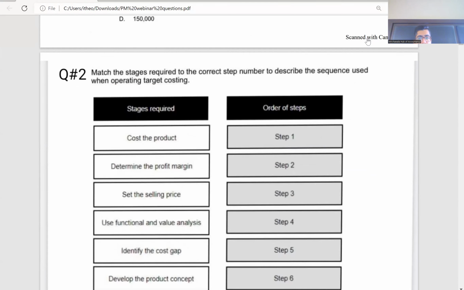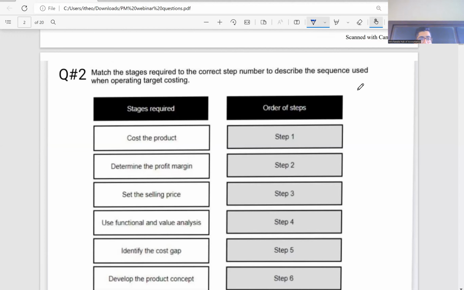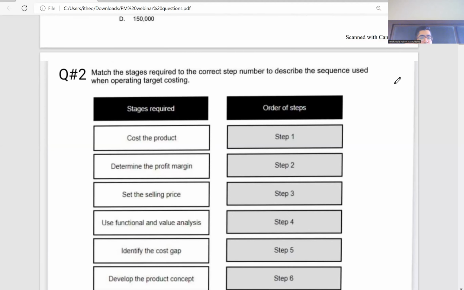Okay. MCQ number 2. Match the stages required to the correct step number to describe the sequence used when operating target costing. Now you just have to match the stages required to the correct step number to describe the sequence used when operating target costing. So I just have to tell the sequence of target costing.